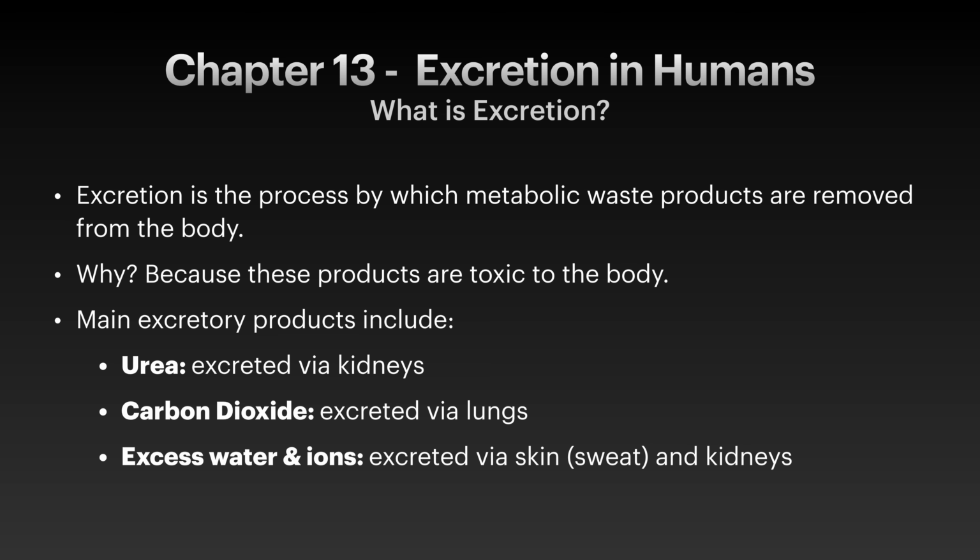There are three key substances that must be excreted from a human body. The first is carbon dioxide, as we discussed. It's produced during respiration and excreted through the lungs when we breathe out. The second one is urea. This is a nitrogenous waste product formed by the breakdown of excess amino acids in the liver, which is excreted by the kidneys. Lastly, we have the excess water and ions. These are filtered from the blood by the kidneys and excreted as urine.